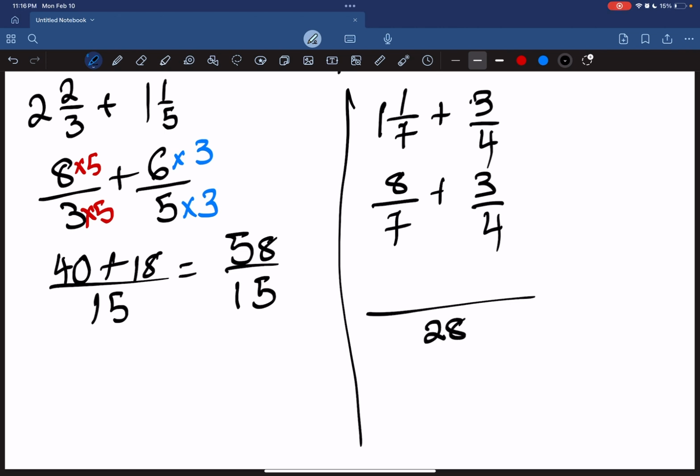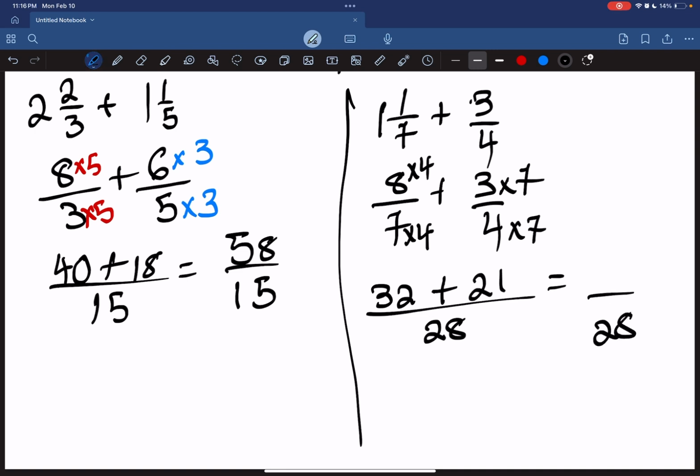28. Alright, 7 into 28 goes 4 times. So multiply the numerator by 4. 8 times 4, that's going to give us 32. Alright, plus 4 into 28 goes 7 times. So multiply both numerator and denominator by 7. Alright, 3 times 7, that's 21. 28 remains the same thing down here. Let's add the numerators. 32 plus 21, that's 53. And this would have been our answer: 53 over 28.